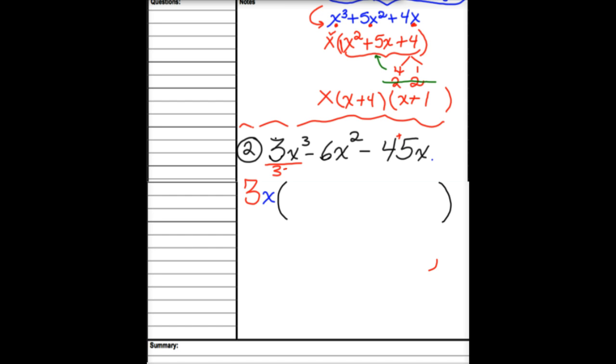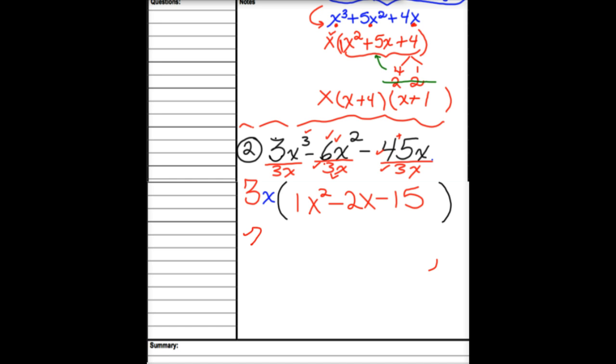I'm going to pull out a 3 and an x from each term. So what happens is my x's, when I'm removing 1, I'm going to have an x squared here, because I remove 1 from there. 3 divided by 3 is 1. I'll have a minus. 6 divided by 3 is 2. X squared over x, or when I pull an x out, I get just one of them. 45 divided by 3 is 15, and the x's cancel.